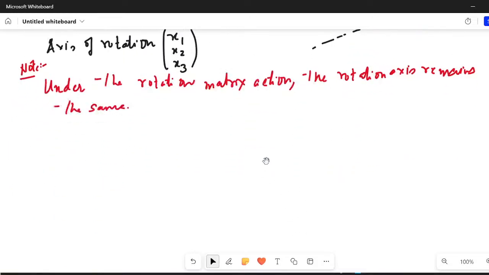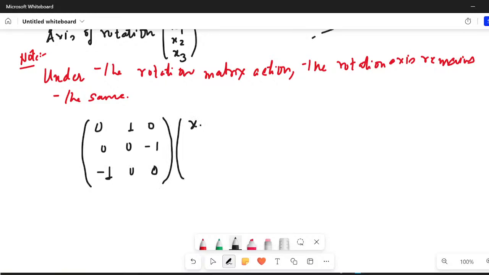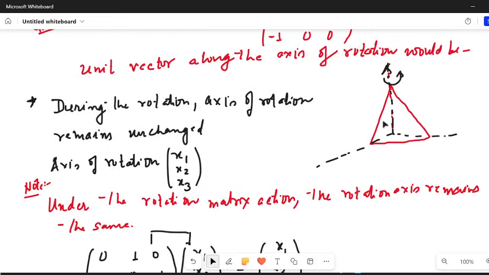And so I can write that if this is my transformation matrix, what was given, 0 1 0, 0 0 -1, and -1 0 0. Then you can place x1 x2 x3 here, and under the action of this rotation matrix, this should remain simply x1 x2 x3. Otherwise our case would be violated, because under the rotation, the axis of rotation remains unchanged, since it is along that particular line only. Is that clear? If I want to rotate this tetragonal along this axis, this axis would not rotate in any way.